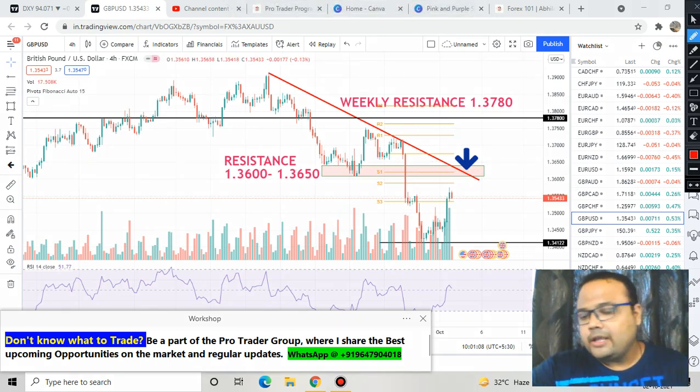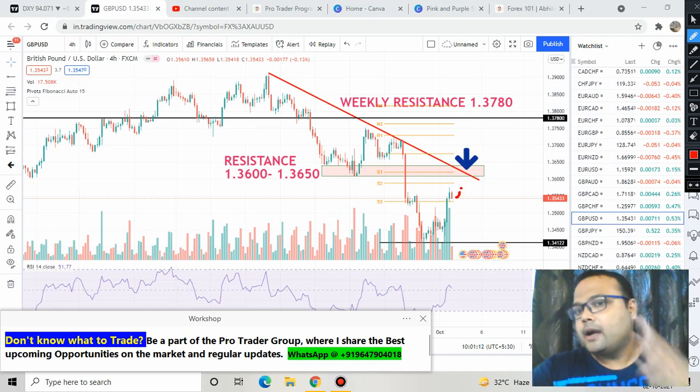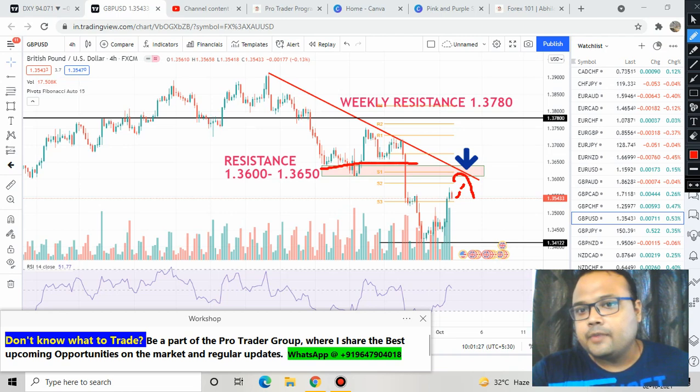So right now it is trading here. When market will be going up from here, there's a good chance of a market reversing from this particular level. Why? First of all, we have a resistance at 1.3600 and 1.3650. This level will be acting as a resistance.